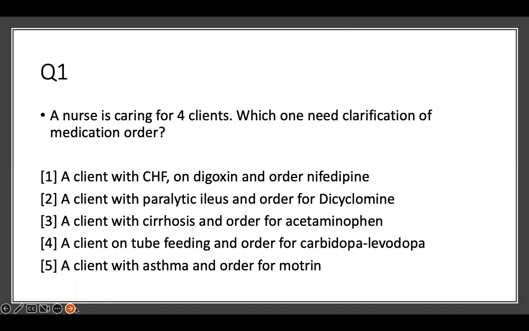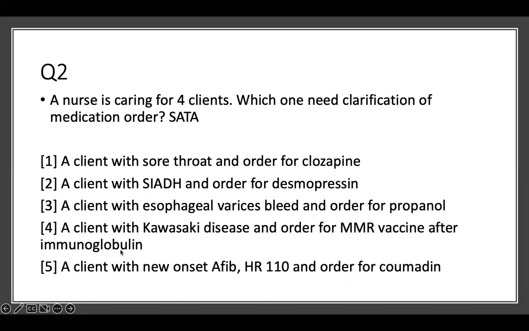We take care of it. And number two, we have: a nurse is caring for 4 clients. Which one needs clarification of medication order? Okay, and this is the same thing. Like I said, I always try to give you 2 things at the same time. It's basically a pharmacology and a prioritization question. At the same time, you prioritize and then you SATA it. Okay, that's the way it goes. So the same thing.